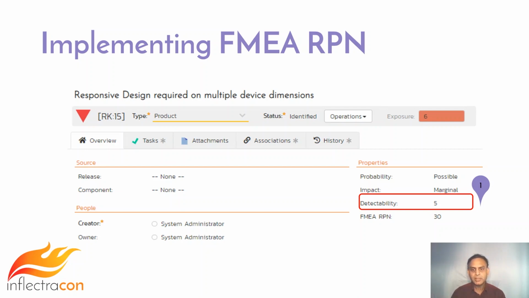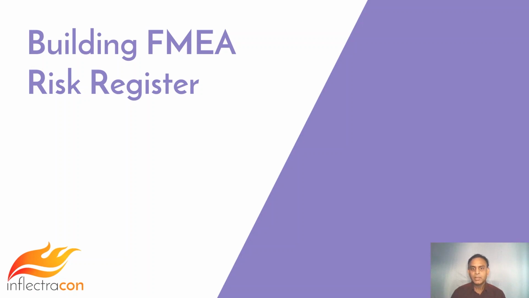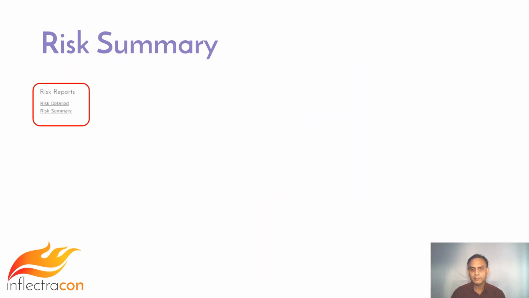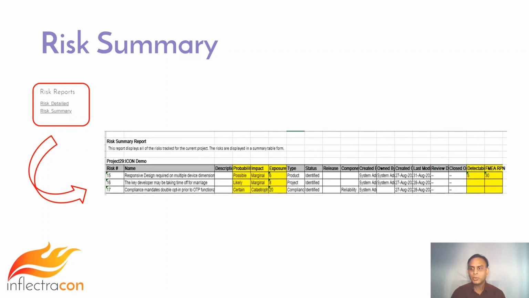Then multiply the risk exposure score, which is already a product of severity and occurrence, by the detectability rating. Yes, this computation must be manual for now and gives you the FMEA RPN number. The risk register updated to include the FMEA property is now a click away. The result of all this work gives the industry accepted risk register updated to include the FMEA RPN in the risk summary report.